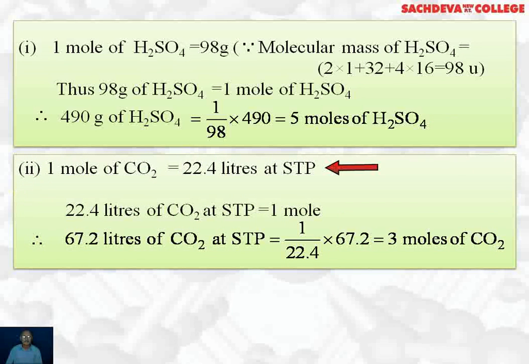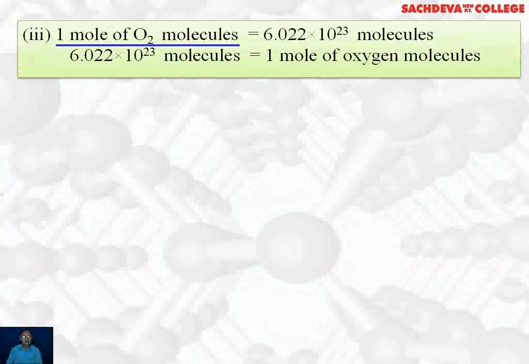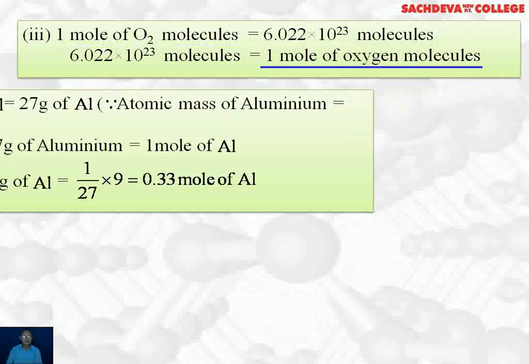Second part, 1 mole of carbon dioxide is equal to 22.4 liters at STP. That is 22.4 liters of CO2 at STP is equal to 1 mole. 67.2 liters of CO2 at STP will be equal to 1/22.4 × 67.2, which is equal to 3 moles of CO2. Third part, 1 mole of oxygen molecules is equal to 6.022 × 10^23 molecules. That is 6.022 × 10^23 molecules will be equal to 1 mole of oxygen.